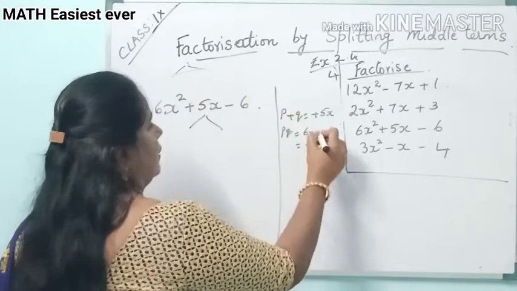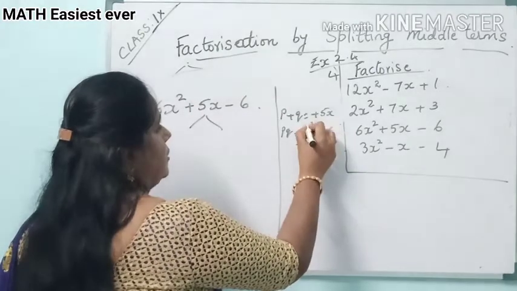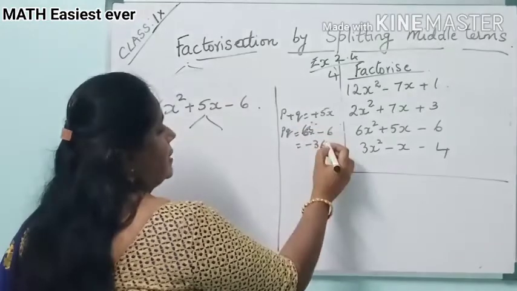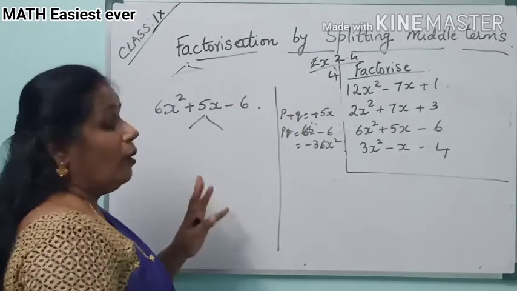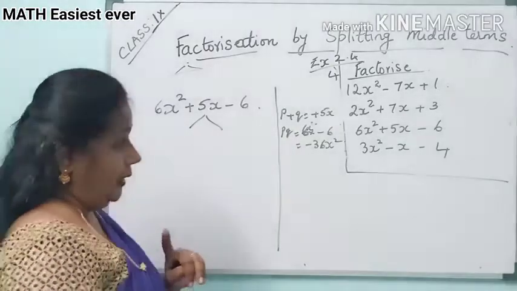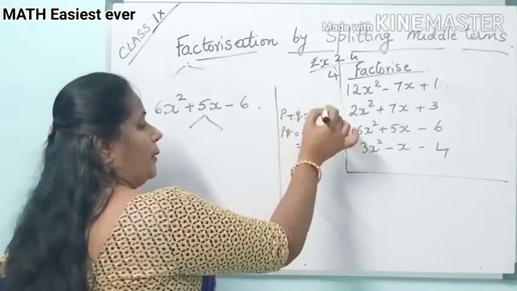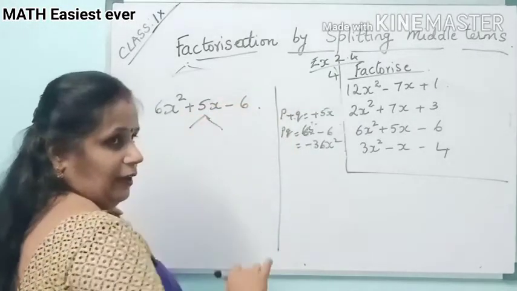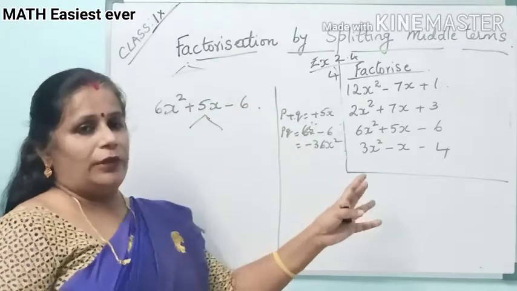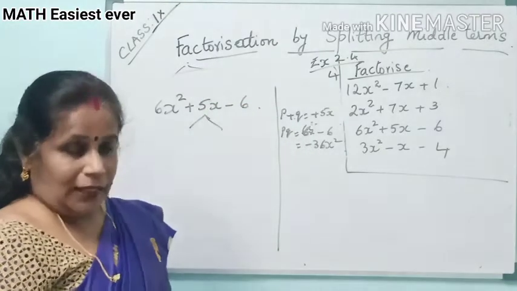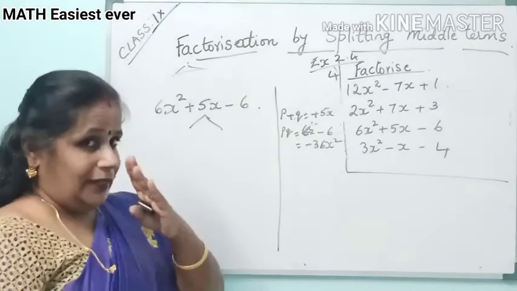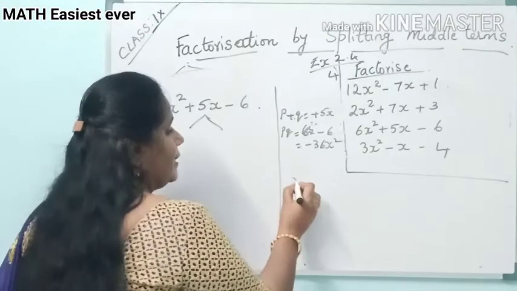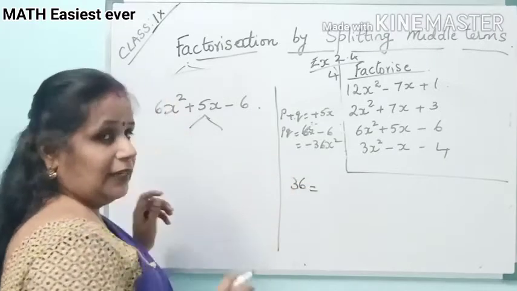X square is also there. So 6x square into 6, that will be 36x square. So I have to think. Add or subtract, I told you in the beginning. If you have to add or subtract two numbers, you should get 5x, and if you multiply two numbers, you should get minus 36. So think of how to get 36. Now another easy way I'll tell you. Write the factors of 36, children. That will be more easy for you.